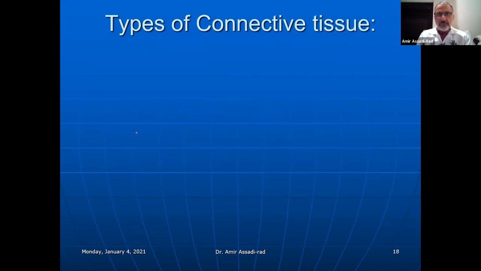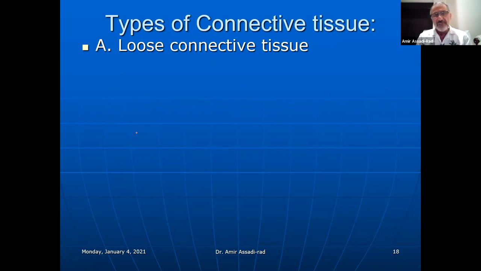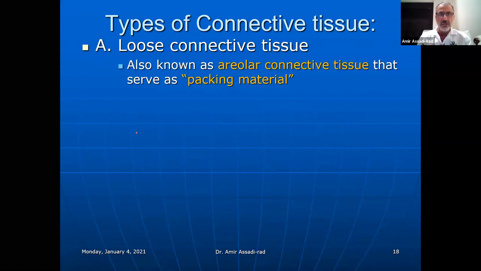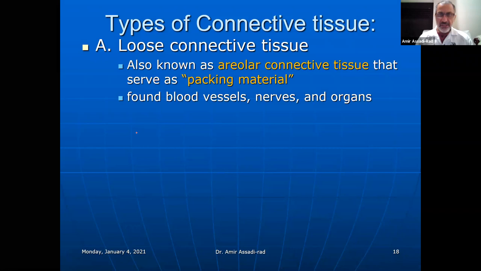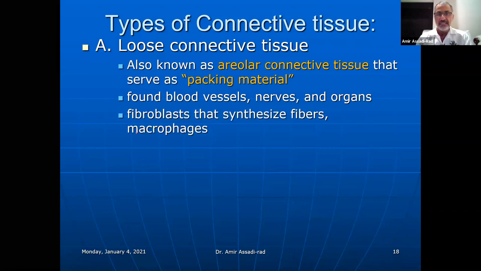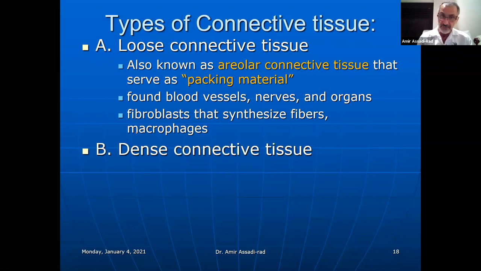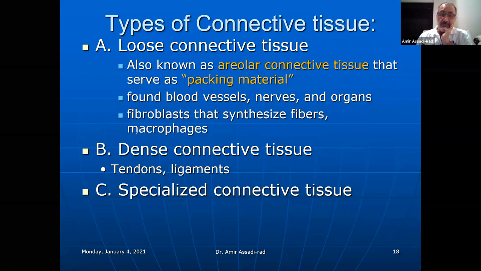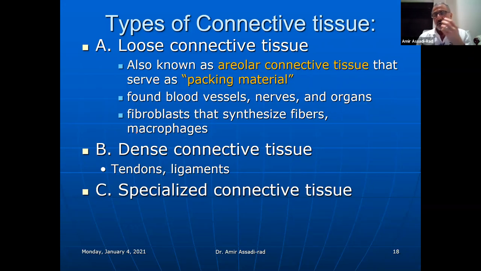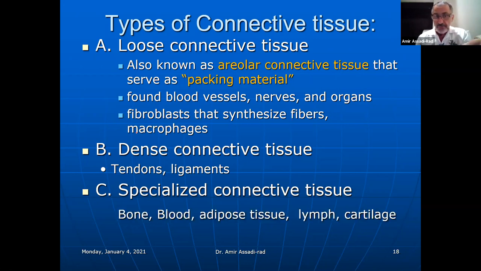So anyhow, types of connective tissue, oh boy. Every textbook you open up, they classify connective tissue differently. But let's stick to this. Loose connective tissue, also known as areolar connective tissue, serves as packing material, and is found in blood vessels, nerves, and organs, with fibroblasts that synthesize fibers, and macrophages. And then dense connective tissue, which you will see. We do not have a slide of tendons and ligaments, but you will see dense irregular connective tissue in the skin. And specialized connective tissue, that's not a bad classification. They are blood, bone, fat cells, adipocytes, lymph, cartilage. These are all called specialized connective tissue.